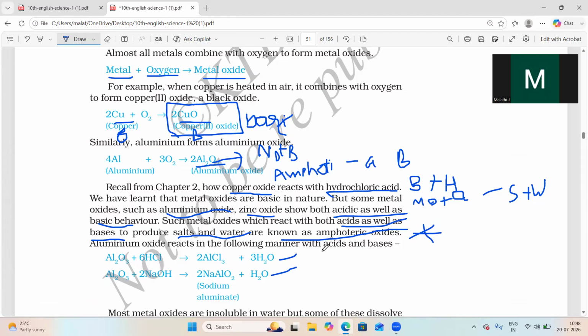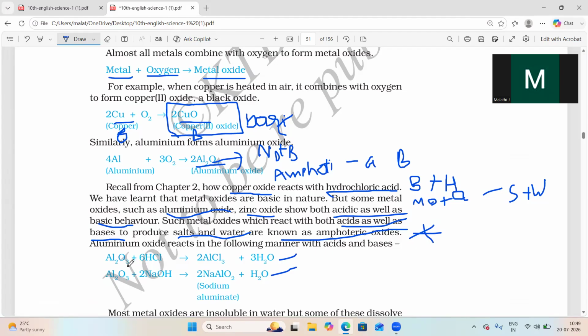So what are amphoteric oxides? You can write the definition in two ways. The oxides which are neither acidic nor basic. Or one more: the oxides which can react with acids and also bases to give salt and water are called amphoteric oxides.